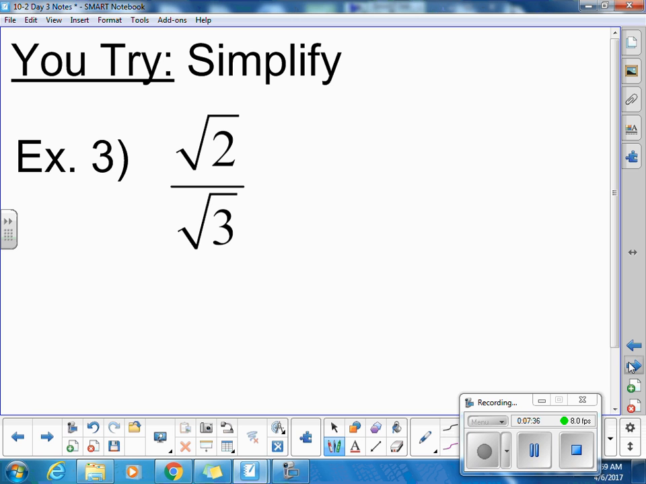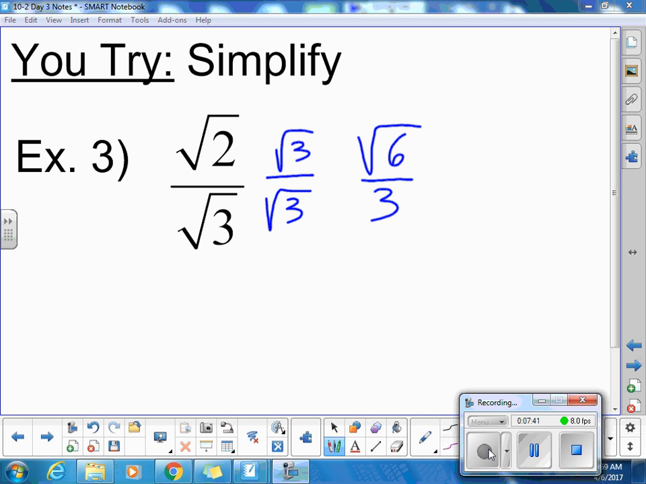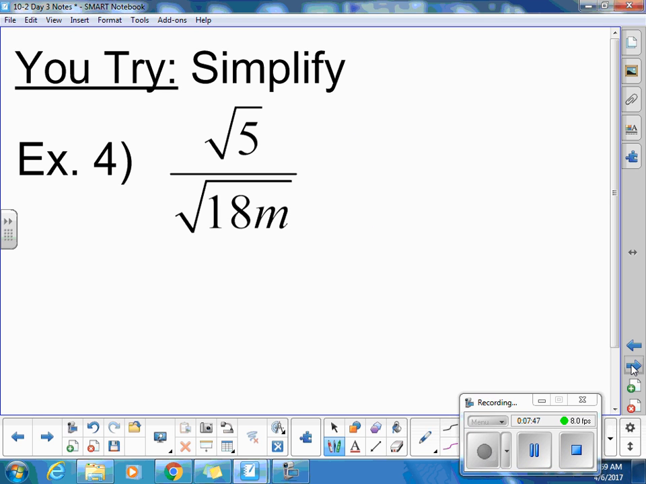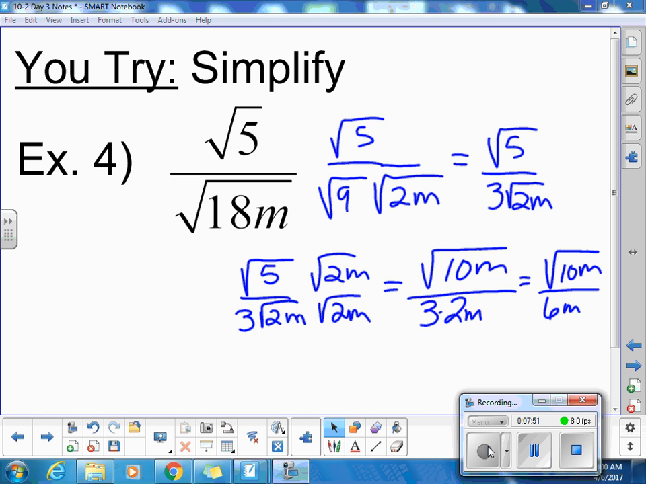All right, put me on pause and you guys try this one. And hopefully you multiplied by square root of 3 over square root of 3 and got square root of 6 over 3. And go ahead and put me on pause and try this one. All right, there is all of my work, but you should see at the end you should get square root of 10m over 6m. And again, not simplifiable because square root of 10 is not an even number.